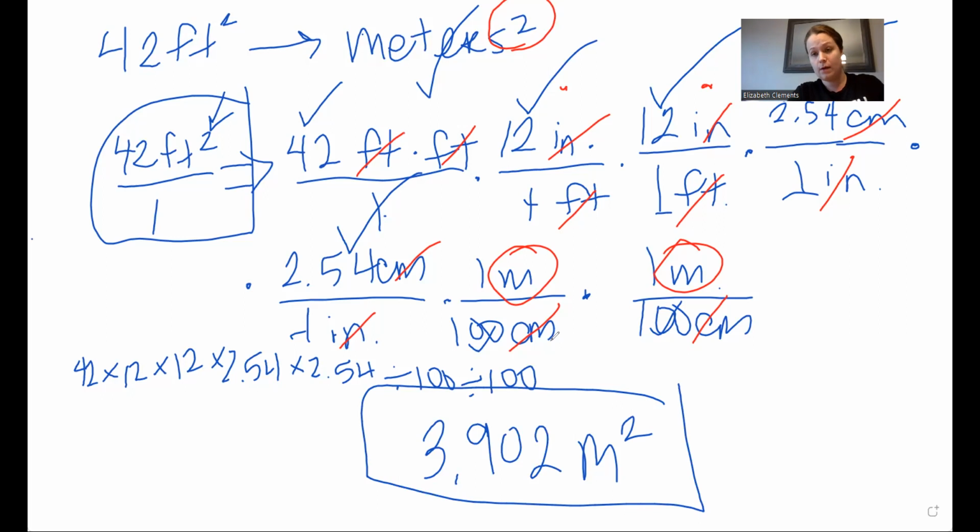Just so you know, when we're working with squared things, we're talking about area. So 42 feet squared is a very large area of something, and that's what it is in meters squared.